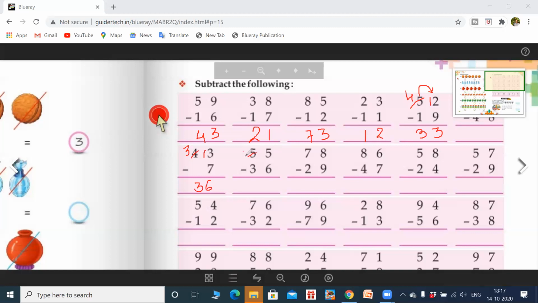Give 1 to this 5, it becomes 4. This becomes 15. 15 minus 6, that is 9. And 4 minus 3, that is 1. Give 1, it becomes 18. This becomes 6. 18 minus 9, 9. 6 minus 2, that is 4.